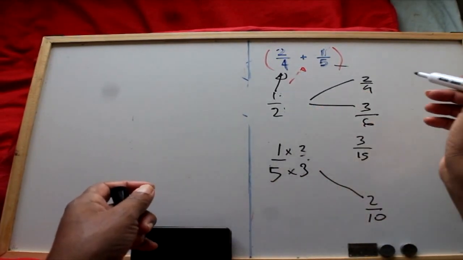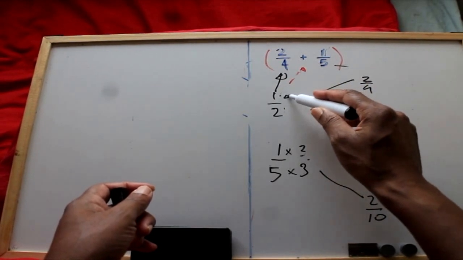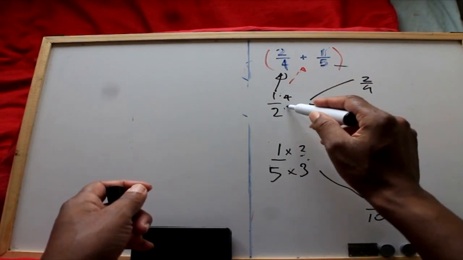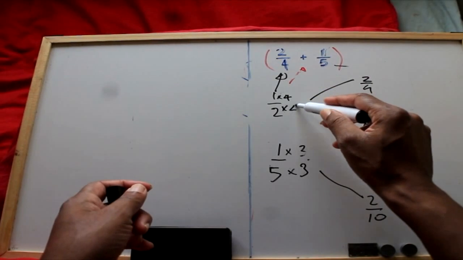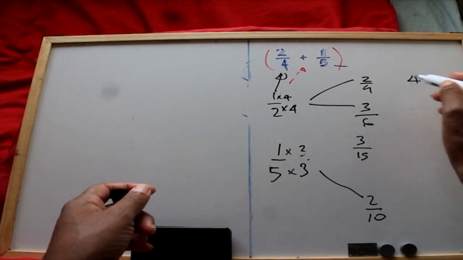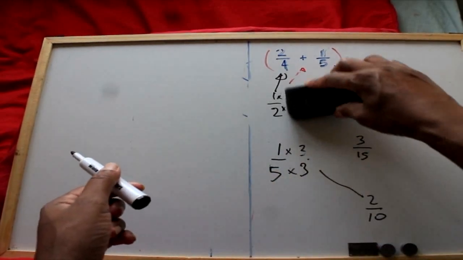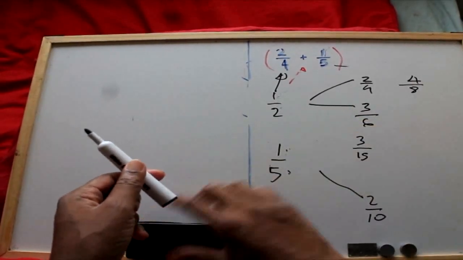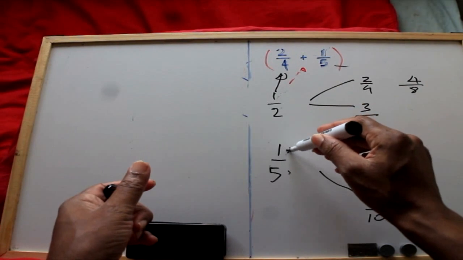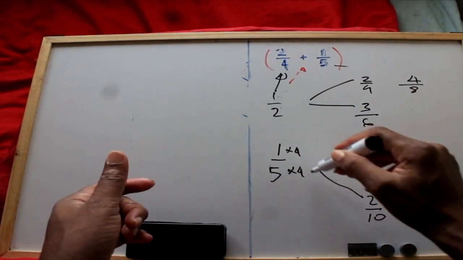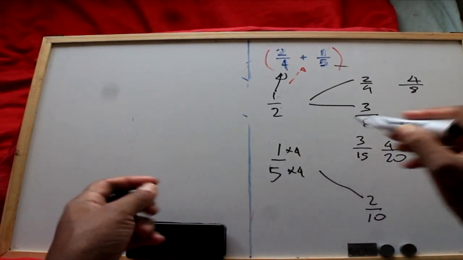Now, let's times this by 4. 1 times 4 is 4. I'm going to put them over here. 2 times 4 is 8. Now let's multiply the denominator and numerator of 1/5 by 4. 1 times 4 is 4, 5 times 4 is 20.